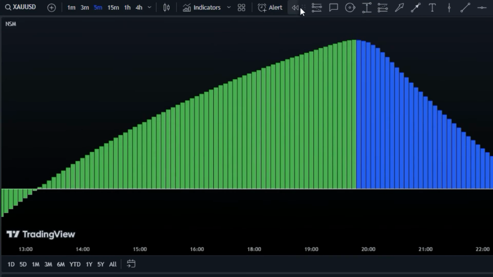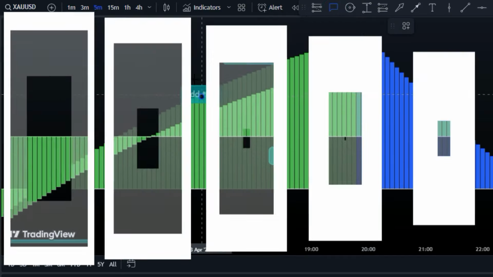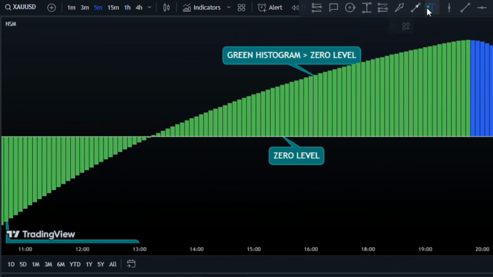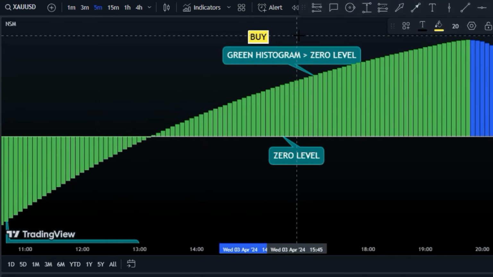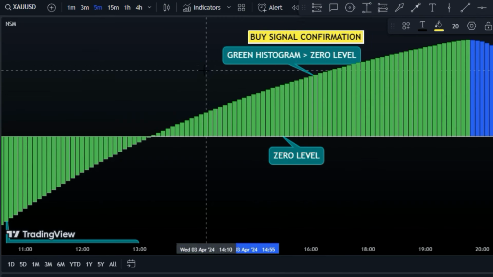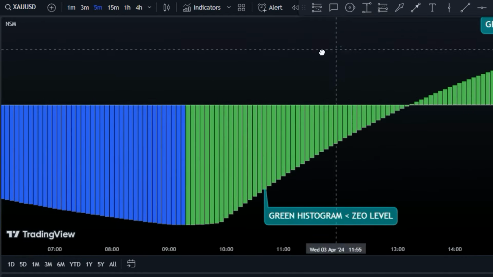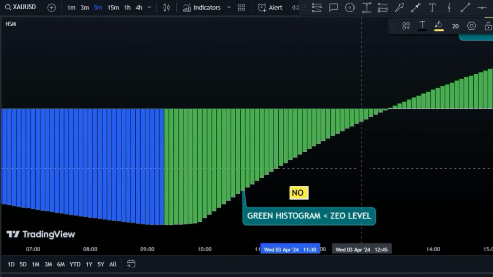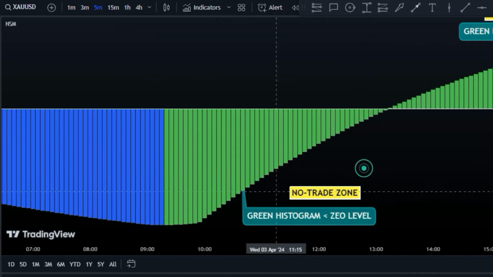These histograms give us a sense of what's going on with the market's momentum. Now, there are a few scenarios you might see. If you spot a green histogram above zero, that means the market is feeling bullish, which is generally a positive sign. But if you see a green histogram below zero, be careful, because that indicates a no-trade zone.